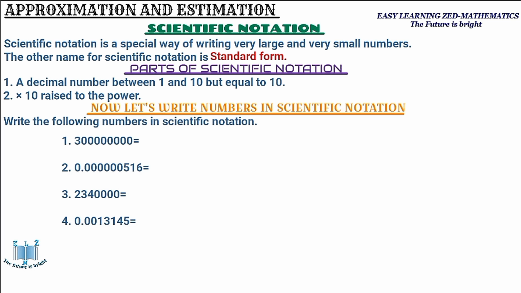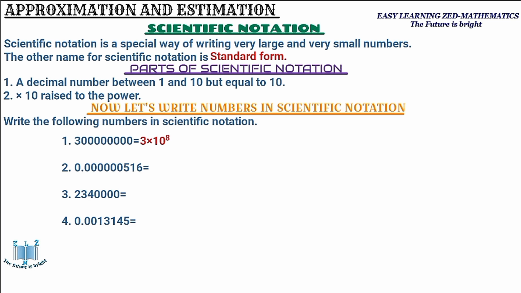So we're going to write 3. Even if we write 3.0, it has the value of 3. Then we're going to multiply it by 10. To raise this 10 to a power, we count the zeros. We have 8 zeros there, which means we're going to raise 10 to the power 8.